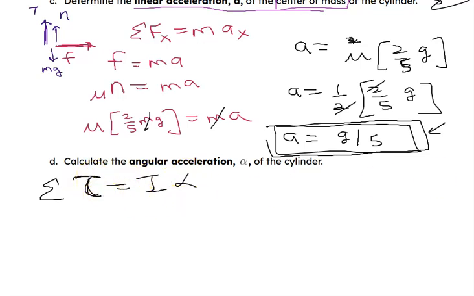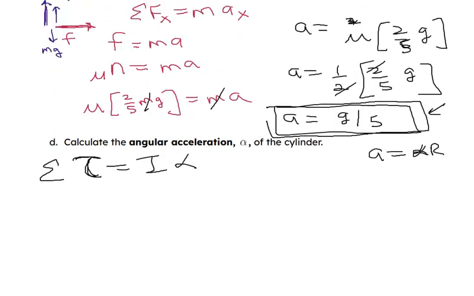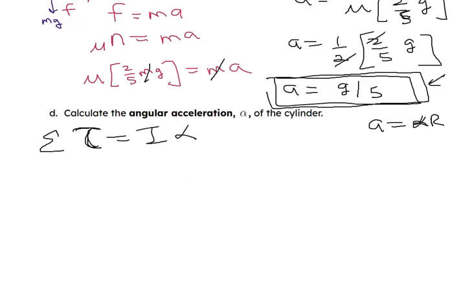I imagine that some people were like, this is easy, I'm going to speed through this. A equals alpha R. I have A, I have R, boom, done. But when you get to question E, you would find, oops, that relationship does not hold. So you just want to be careful. We'll talk about that in a minute. Okay, so calculate the angular acceleration alpha of the cylinder. Please say sum of the torque equals I alpha. That's worth a point. And then we're going to calculate all of the torques.